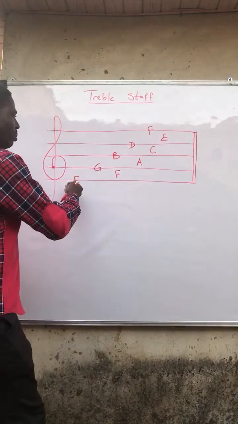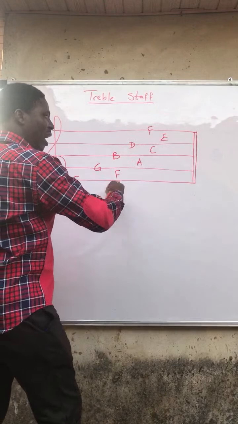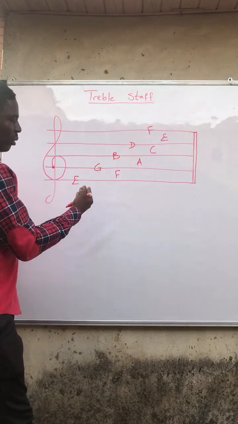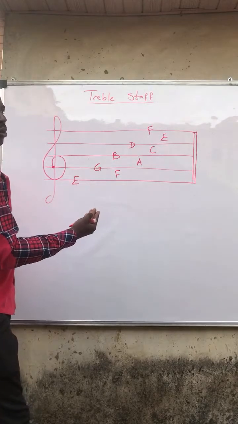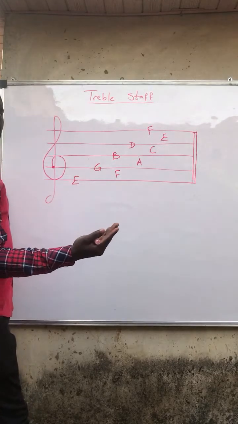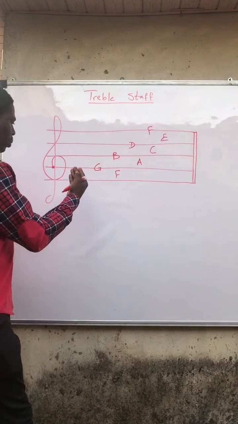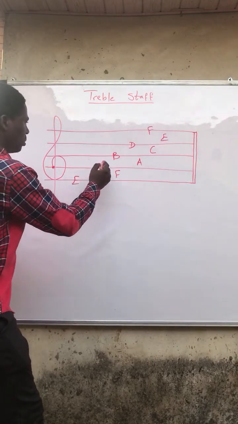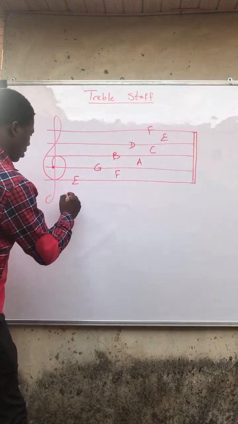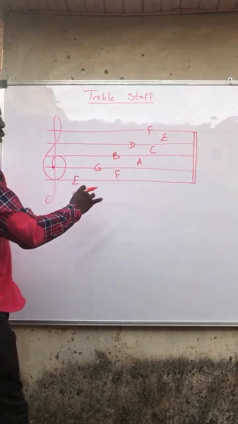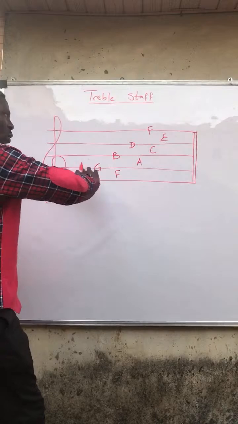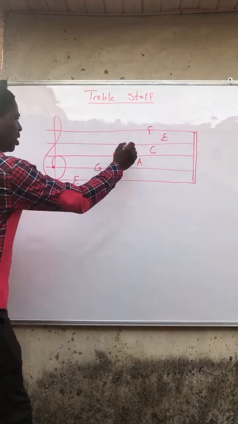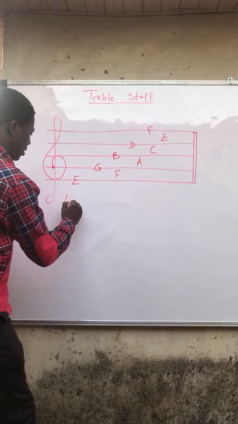Please make sure you memorize the alphabet of the lines and the spaces, so that in the next class you won't be lost. So E, G, B, D, F for the lines and F, A, C, E for the spaces. Let me give you a formula for this. This will help you to remember the alphabet of the lines and spaces. E, G, B, D, F for the lines.